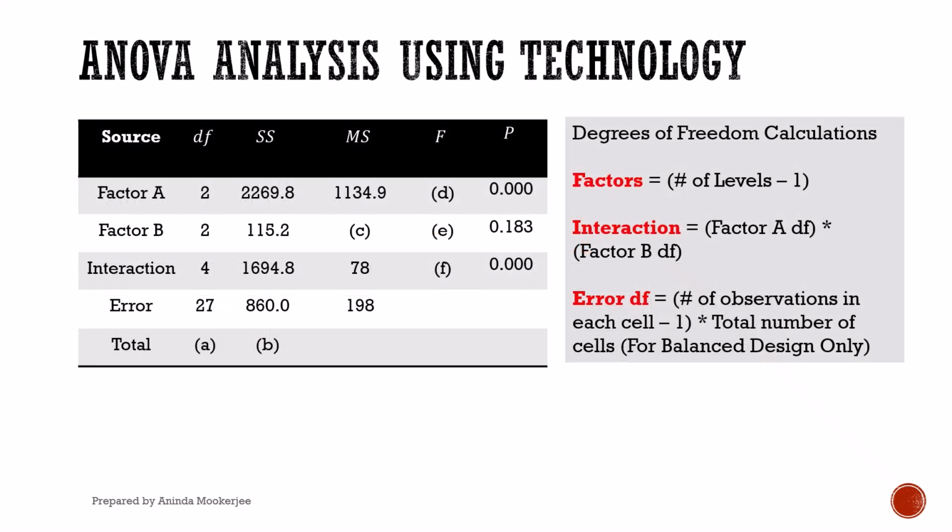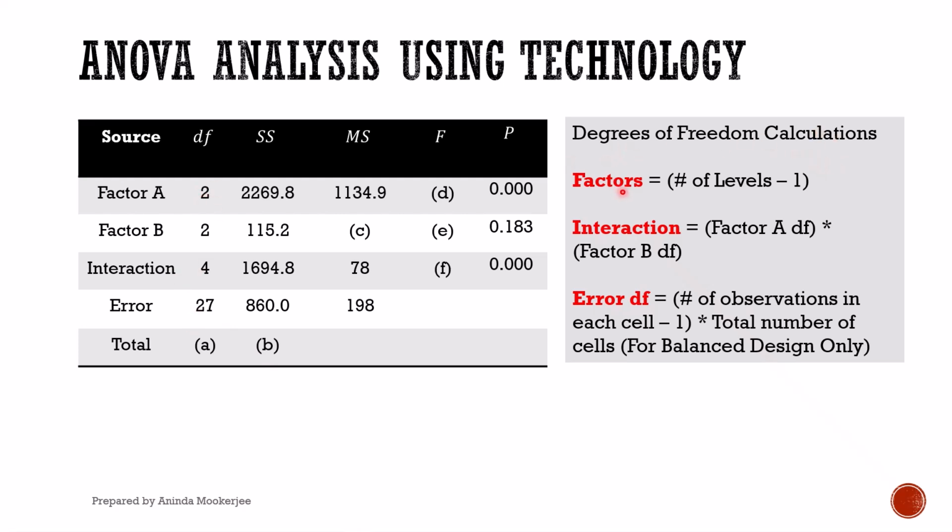Now here is another two-way ANOVA table generated using technology. We will go through this one, and here we have some missing values that we need to fill in. I will go over the process of doing that, and we will also look at the degrees of freedom calculations for each of the different sources. Right now, let's look at the degrees of freedom calculations.